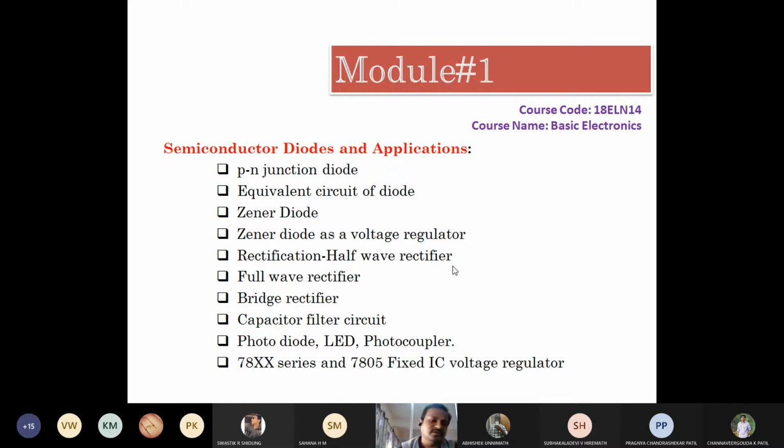So we have a discussion on the PN junction diode, its equivalent circuit, and another diode called the Zener diode, and its application as a voltage regulator. Rectification: once again, the application of diode, half wave rectifier and full wave rectifier. In full wave, we have a bridge rectifier, then a capacitor filter to convert AC to DC, and some more varieties of diodes.